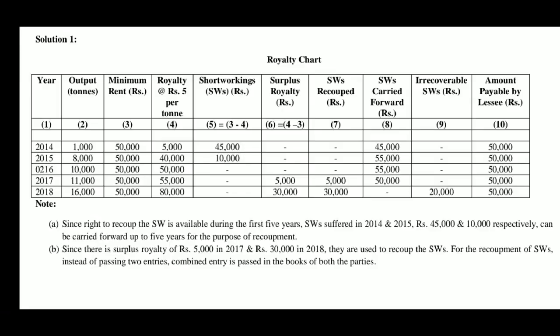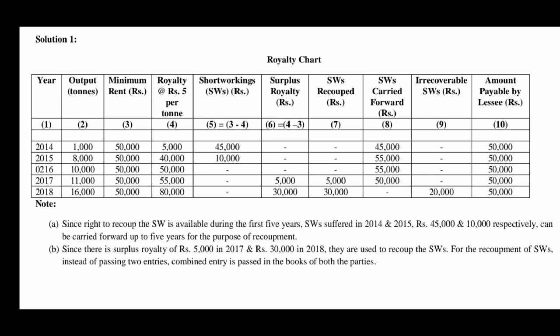Friends, now let us see how to prepare the royalty chart. See, there are 10 columns. Year, since information are given for 5 years, 2014 to 2018, we are showing the year in the first column. Next, output in terms of tons, minimum rent, then royalty at the agreed rate of rupees 5 per ton, short workings, surplus royalty, short workings recouped, short workings carried forward, irrecoverable short workings if any, then amount payable by lessee in the relevant year.